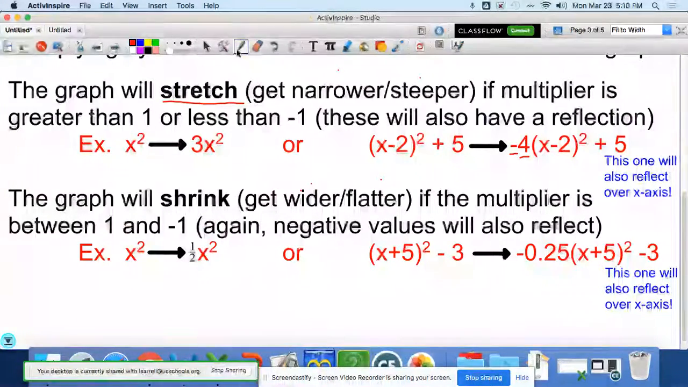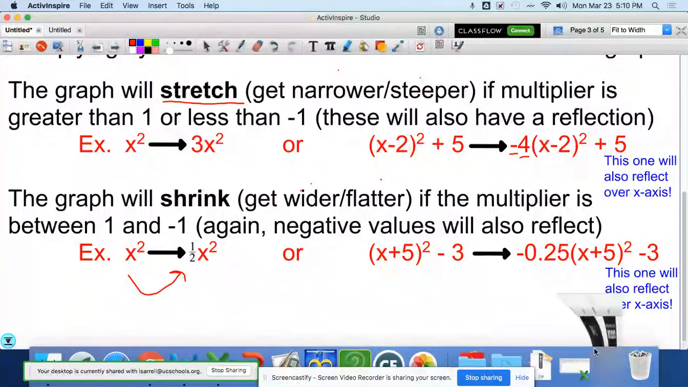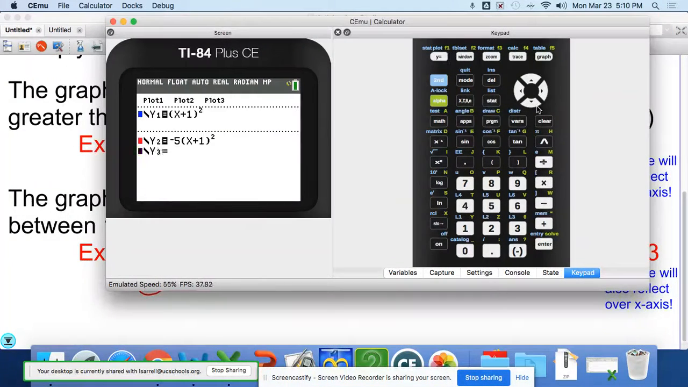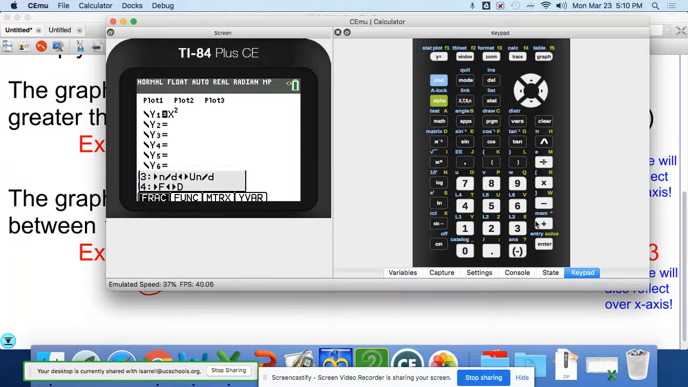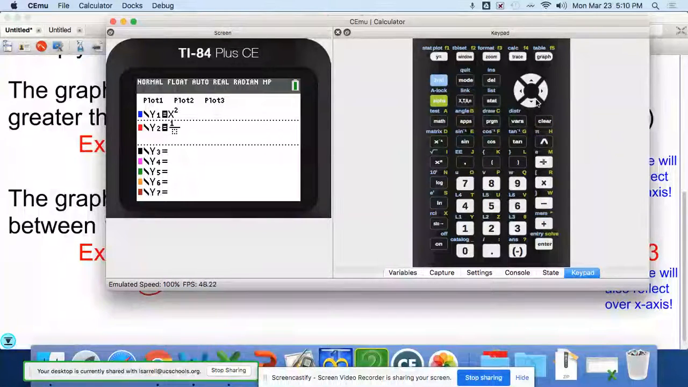So an example of that, there's really two ways these pop up. The first way is with a fraction showing up. Went from a regular x squared to a 1/2 x squared. This one I do want to show you on the actual calculator itself, because these ones where it gets wider are a little bit confusing. So we had x squared, and now we have a 1/2 x squared.